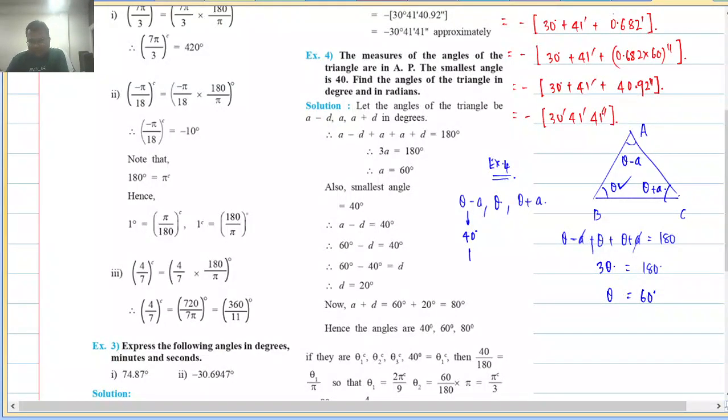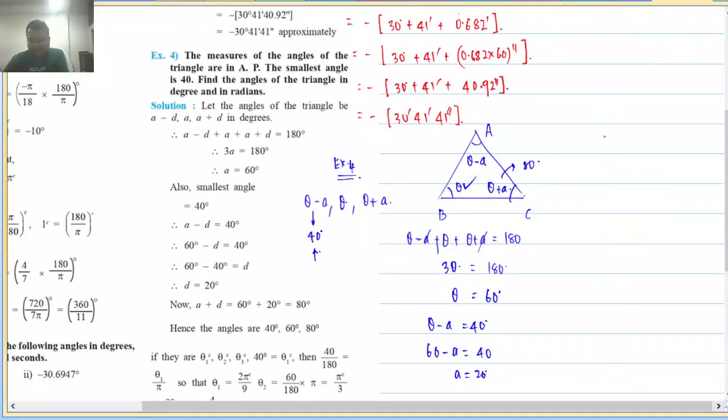So the smallest angle is 40. So theta minus a is 40. So 60 minus a is 40. So a is 20. So this will be 80. So what are the angles of the triangle? Angles of the triangle are 40 degree, 60 degree, 80 degree.